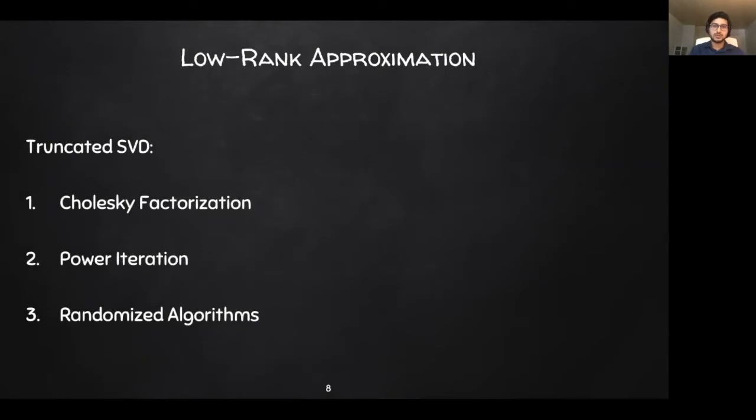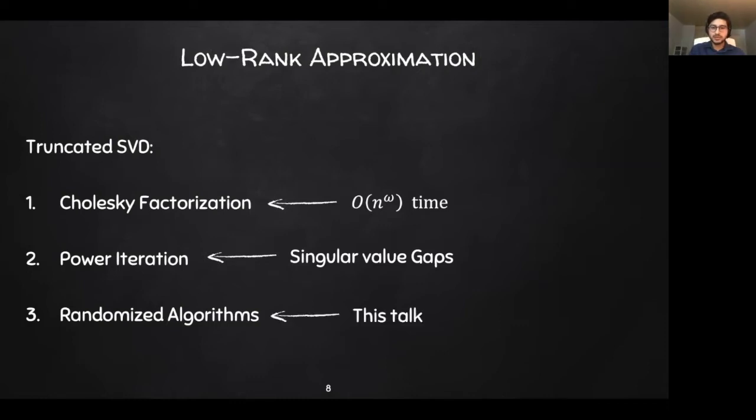Okay, so now, since we're computer scientists, we're interested in figuring out the computational complexity of computing A sub k. And there are many algorithms to do this. So for instance, there's Gaussian elimination, which runs in n to the omega time, where omega is the matrix multiplication constant. There's power iteration, which depends on the singular value gaps. And then there are randomized algorithms, which will be the focus of this talk.